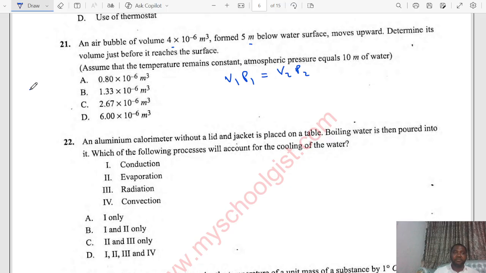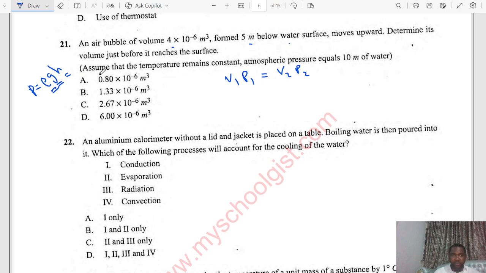So remember that pressure can be measured in terms of height. One of the formulas for pressure, especially of gases and liquids, is rho GH. Rho is density, G is acceleration due to gravity, H is the height. And if you notice, we are dealing with water here, so the density is constant, acceleration due to gravity is constant. So we can represent pressure in terms of height.